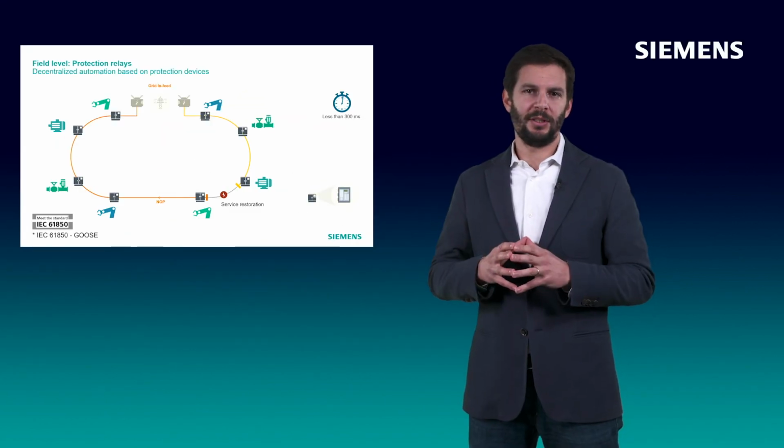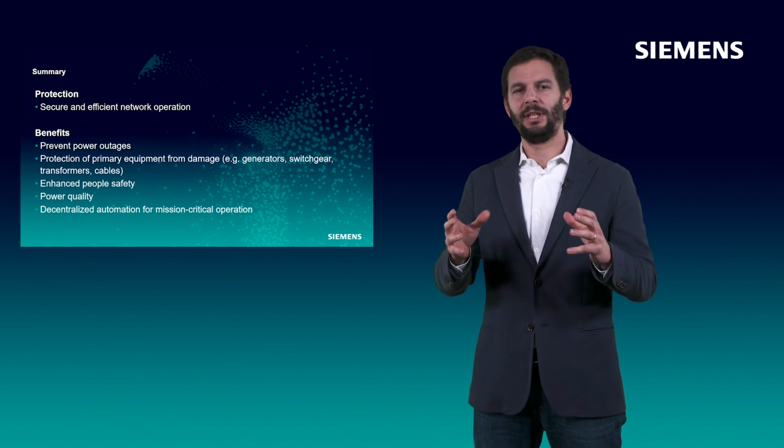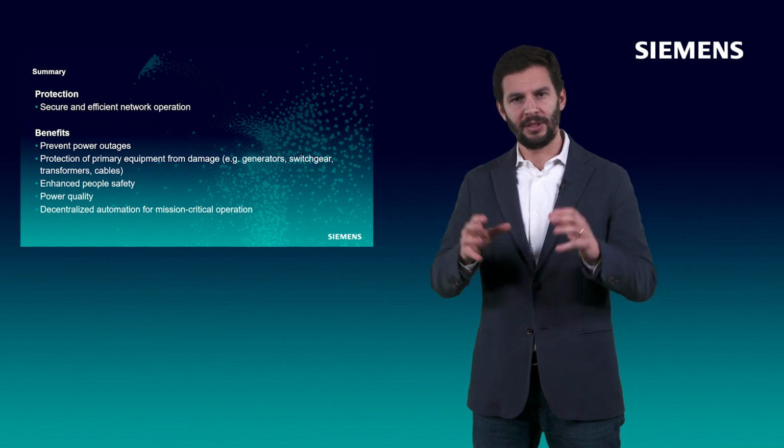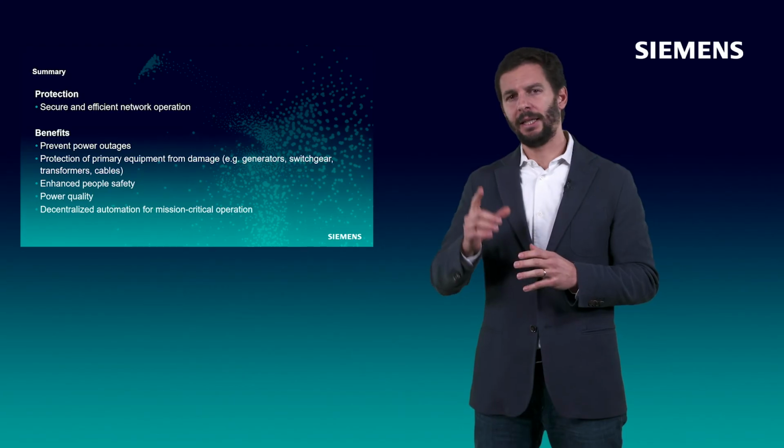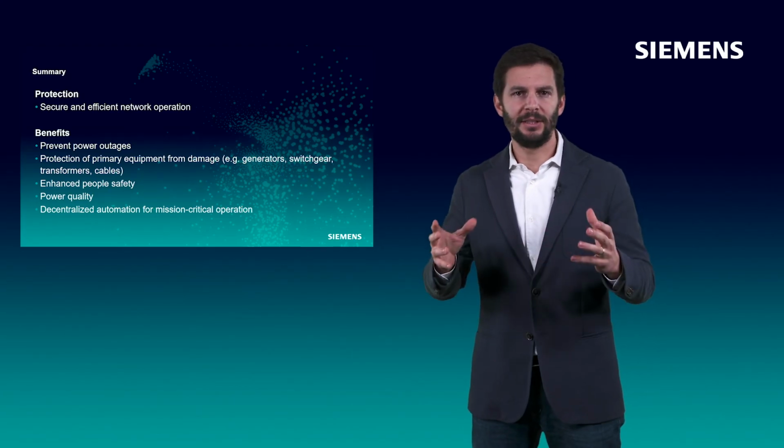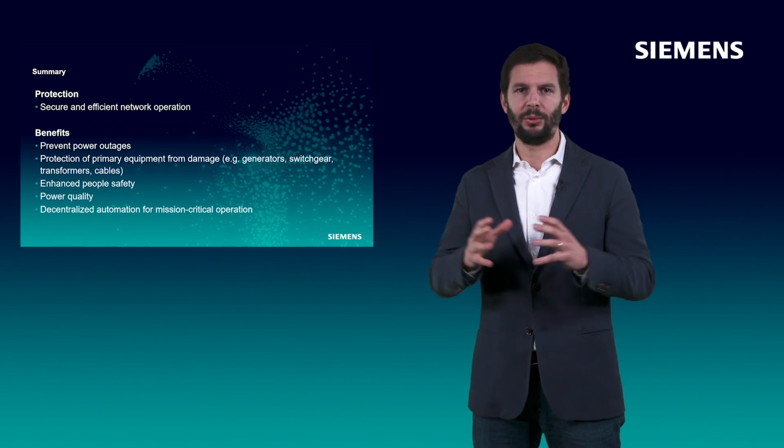Well, as my presentation is coming to an end, I would like to briefly highlight main points of our session today. Protection is a key element in the electrical system of an industrial plant. It prevents power outages, protects people and assets from damage, supports power quality for improved operation and system stability, and it can also be used to deploy decentralized system architectures for mission-critical operation.